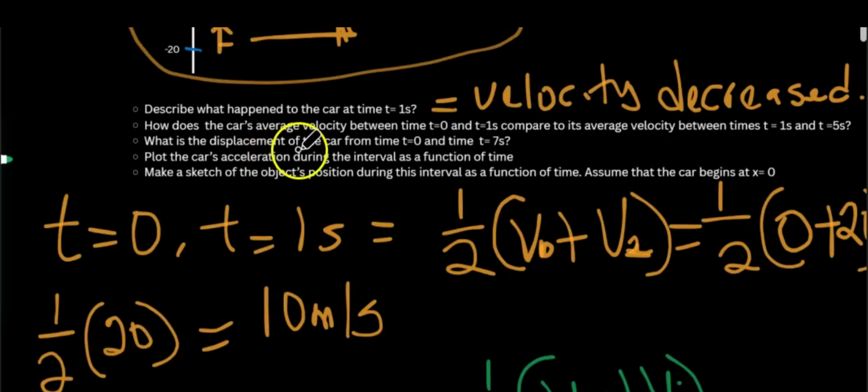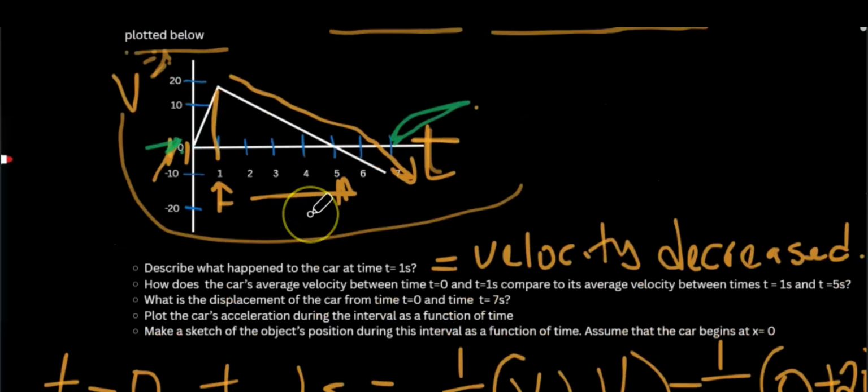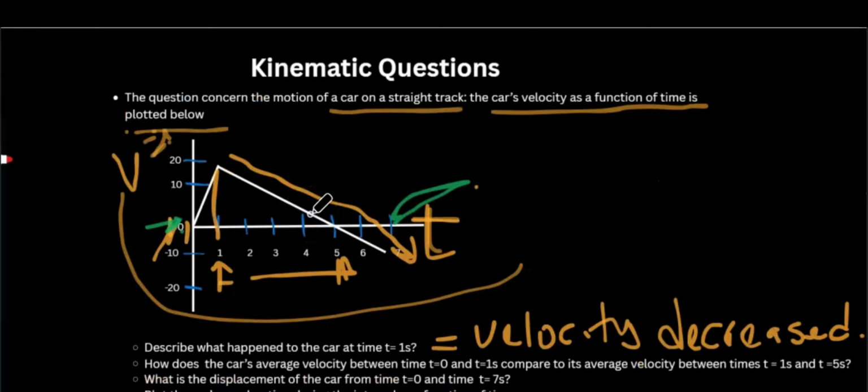What is the displacement of the car from time t equals 0 to time t equals 7? So for us to find the displacement of this car, we know this looks like a triangle. This is t equals 0 and t here is 7.